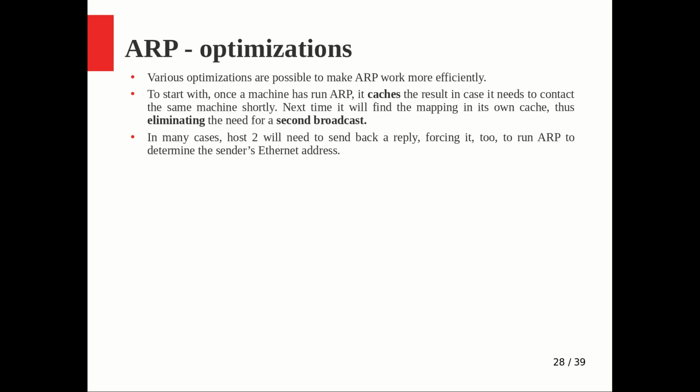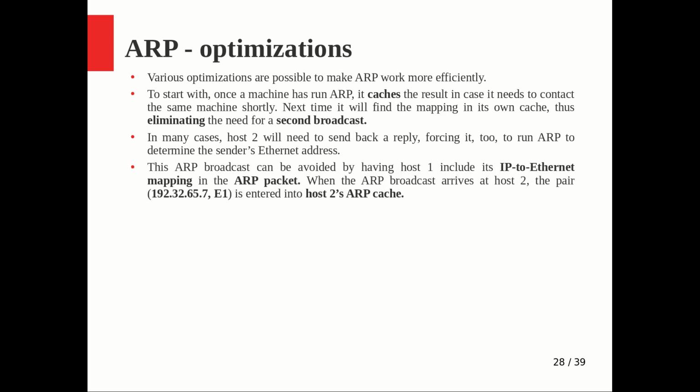In many cases, host 2 will need to send back a reply, forcing it to run ARP. This is something I explained in between, because in that ARP request itself, the mapping should be correctly conveyed. Otherwise, the other one giving the reply back is again forced to run ARP. That should not be the case. So this second ARP broadcast can be avoided by having host 1 include its IP to Ethernet mapping in the ARP packet itself.